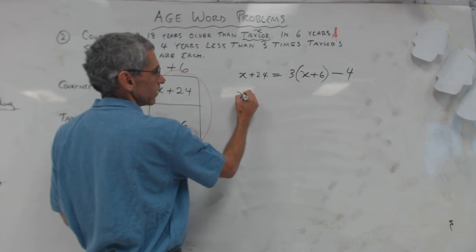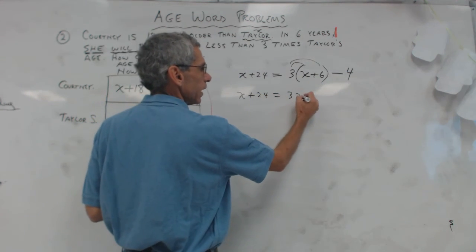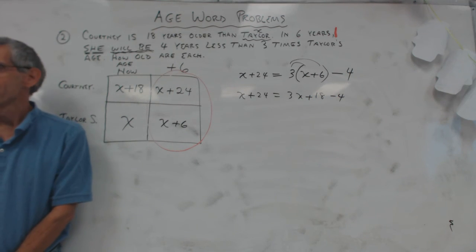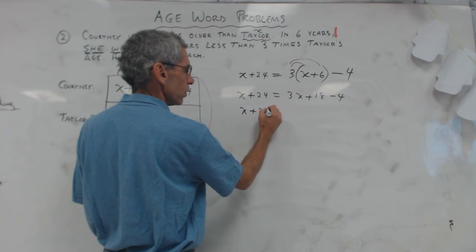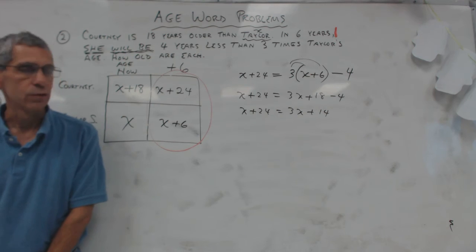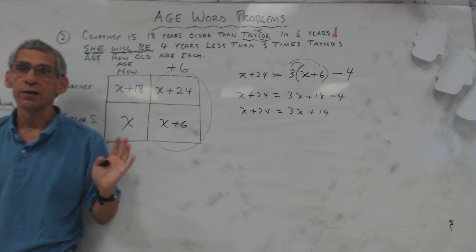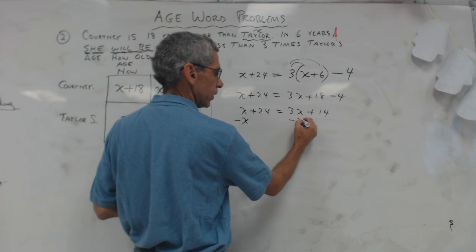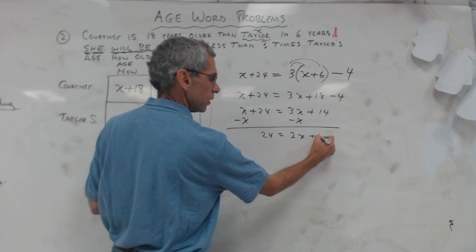All right, so now let's finish it. X plus 24 is equal to, I'm going to use my distributive property, 3x plus 18 minus 4. Now what do I do? I would actually combine 18 and the minus 4 first. X plus 24 is equal to 3x plus 14, right? Now what do I do? Then you combine the X's. I have x's on both sides of the equal sign. Not a good idea. Subtract the smaller number of x's, right? Subtract x. So that gives me 24 is equal to 2x plus 14.